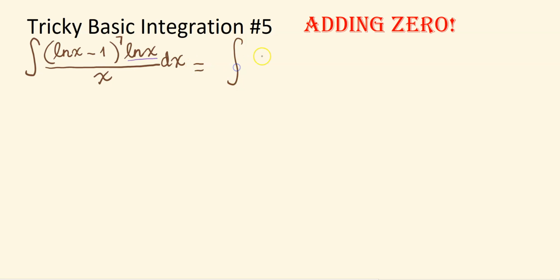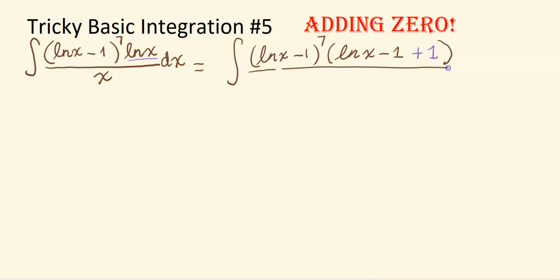I'm going to rewrite this as ln of x minus 1 to the 7th power, and then here, multiplied by ln of x. I really wish to have ln of x minus 1, so I'm going to go ahead and write minus 1. But what am I going to do? Add 1. You see how plus 1 minus 1 right in there is the same as just adding 0, right? On the denominator, I have x.